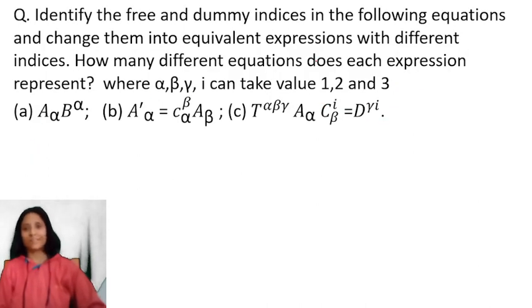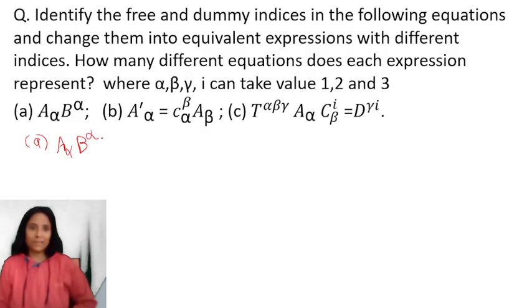So that's some exercise. First, identify the free and dummy indices. First, part A: A alpha, B alpha. Here alpha is a dummy index. How? There is no LHS, and I can replace it as it is in one superscript and one subscript. So alpha is a dummy index.